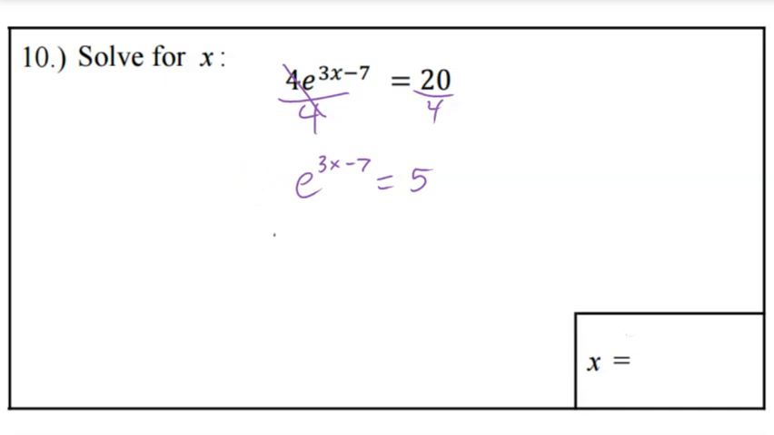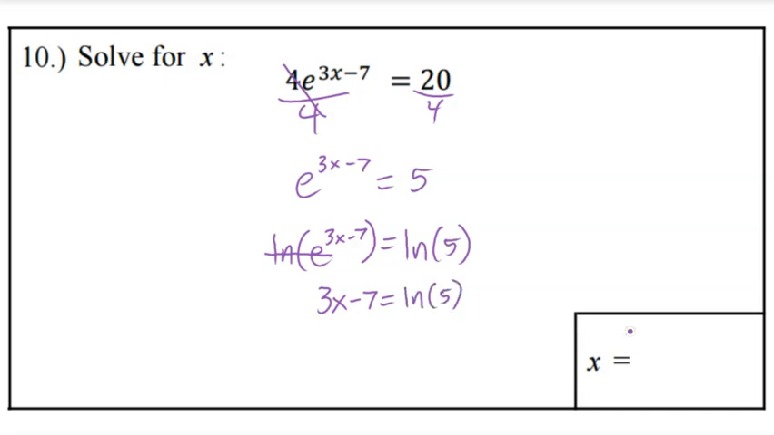So we'll do the natural log of the left, which is natural log of e to the power of 3x minus 7, equals the natural log of 5. On the left, we're going to cancel the natural log of e. It's going to bring down the 3x minus 7. That's equal to the natural log of 5. We're going to add 7 to both sides. And now we have 3x is equal to the natural log of 5 plus 7.